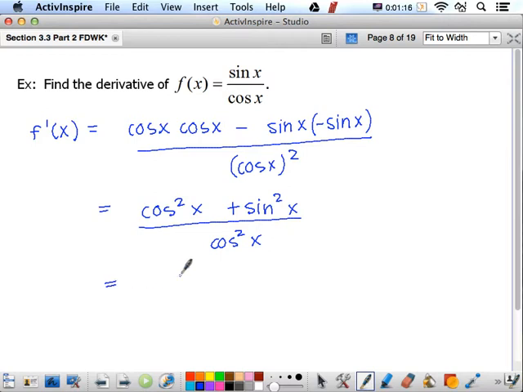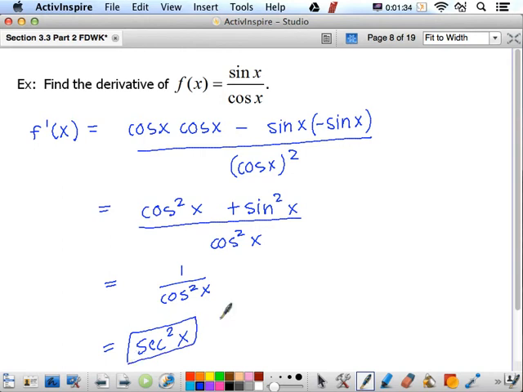So really this equals 1 over cosine squared. That's why we took the time to review all of those identities early on. And 1 over cosine is secant. And 1 over cosine squared therefore is secant squared. So the final answer to this problem is secant squared.